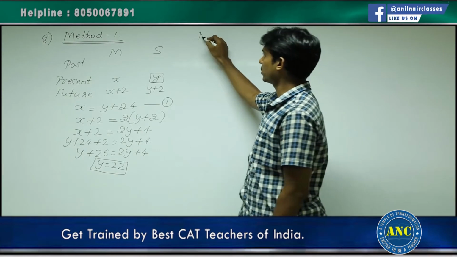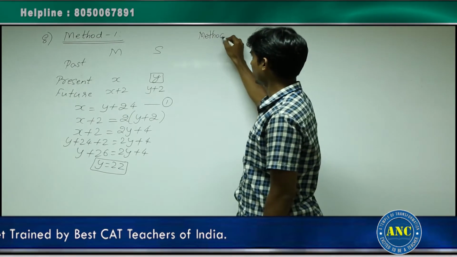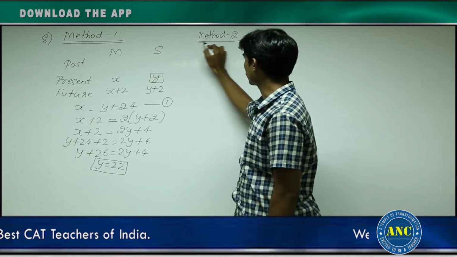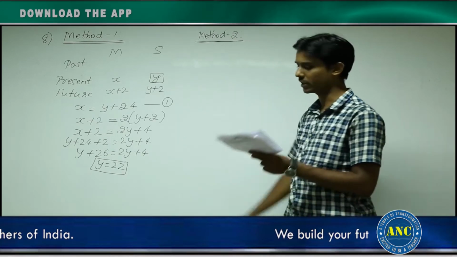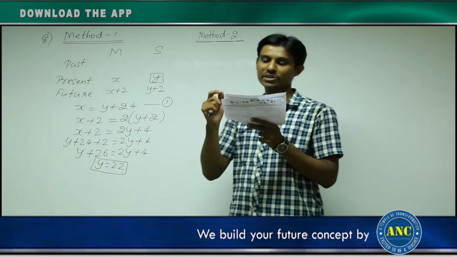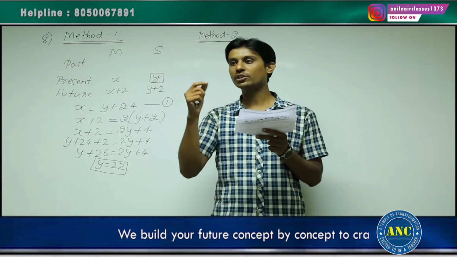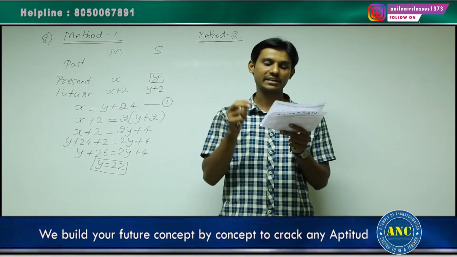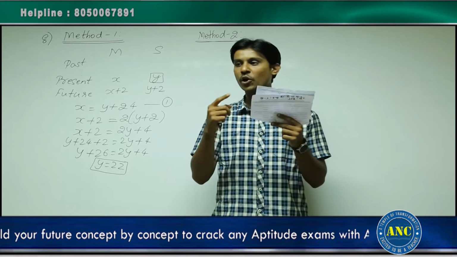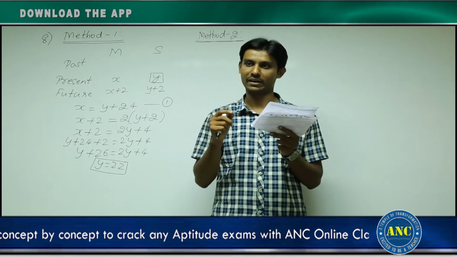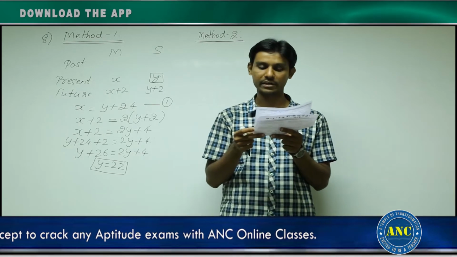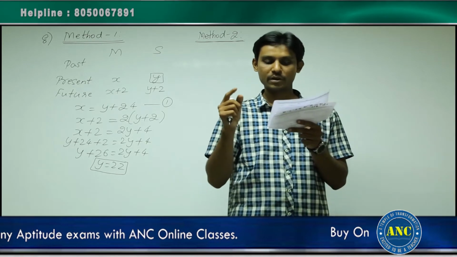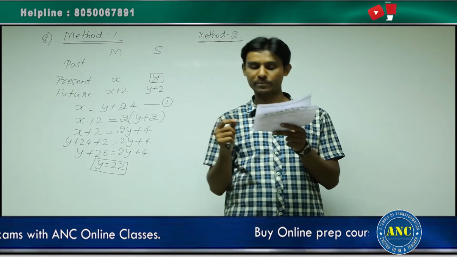Method 2. Let us solve by using method 2, using the answer options. Listen to this carefully. What is the main question? The present age of son is how much? They are asking for the present age of son. That means the answer options also represent the present age of son. Let me take the first option itself.